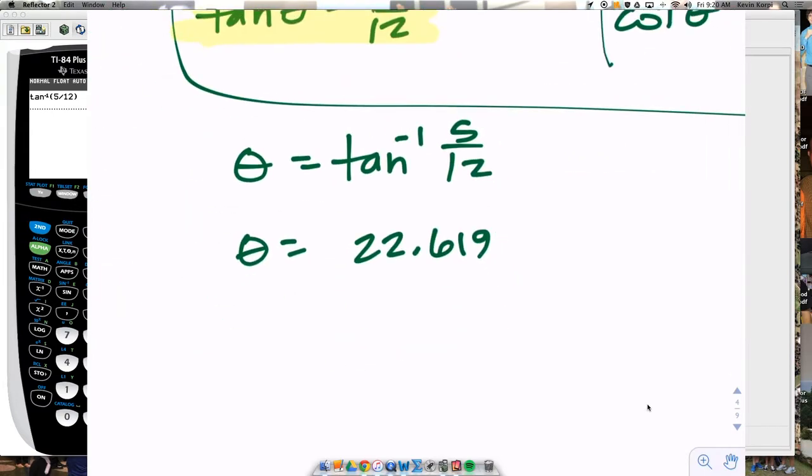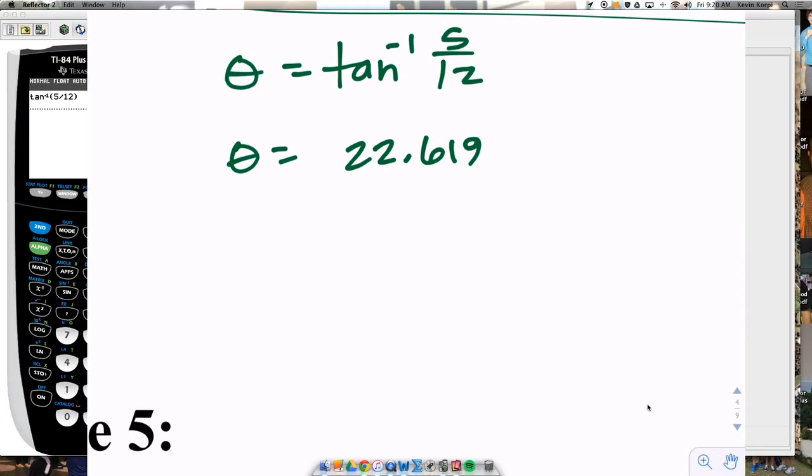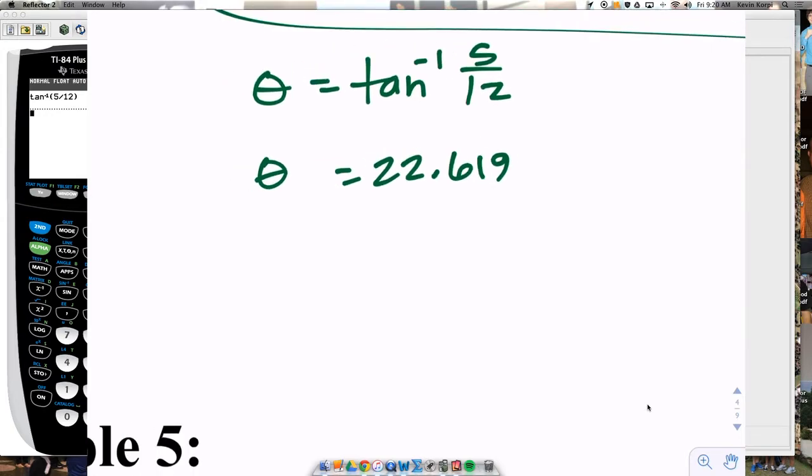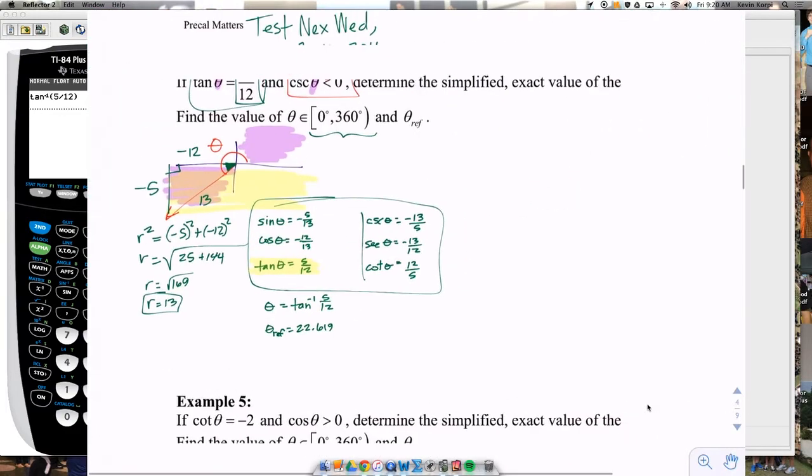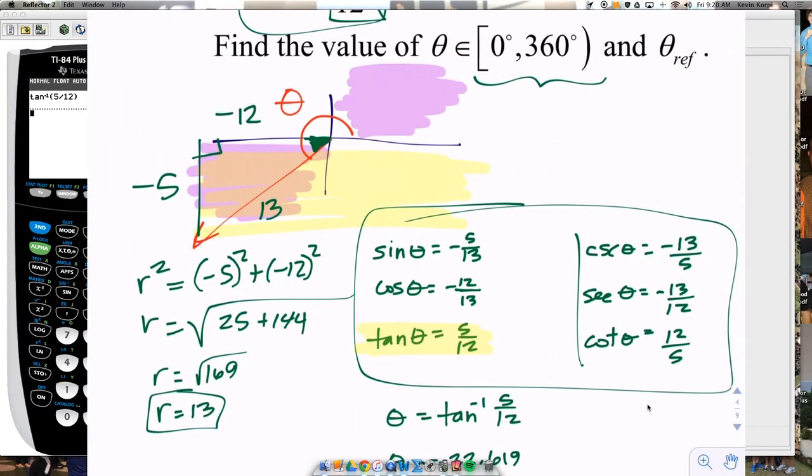Because as I mentioned yesterday, the calculator may not always give you the angle you want, but the reference angle of the calculator's answer will be the reference angle of the one we want. So 22.619 being a positive acute angle is the reference angle. So you can actually label that as the reference angle. Now, how do you know to just add 180? Does that work for all trig functions? If you're off, just add 180?